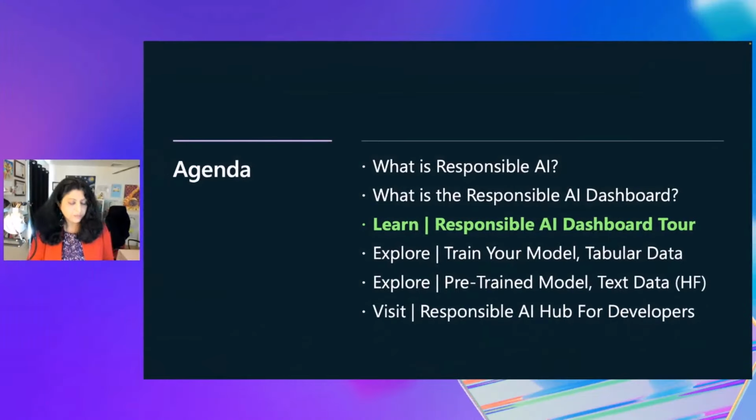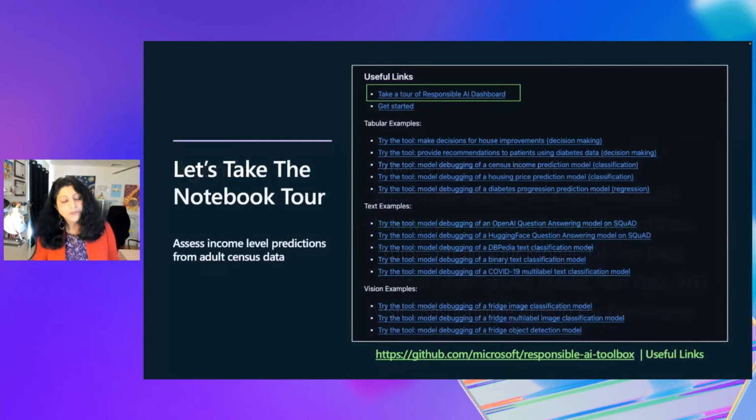So hopefully at this point, you've got a fair sense of what the Responsible AI dashboard is at a very abstract level. But it helps if you can actually see it in action. To get that, I'm going to point you to this link, the link to the Responsible AI Toolbox. If you go to the link at the bottom of the screen and look at the README, you will see a part which says useful links. There is a whole bunch of notebooks in there that will get you started.